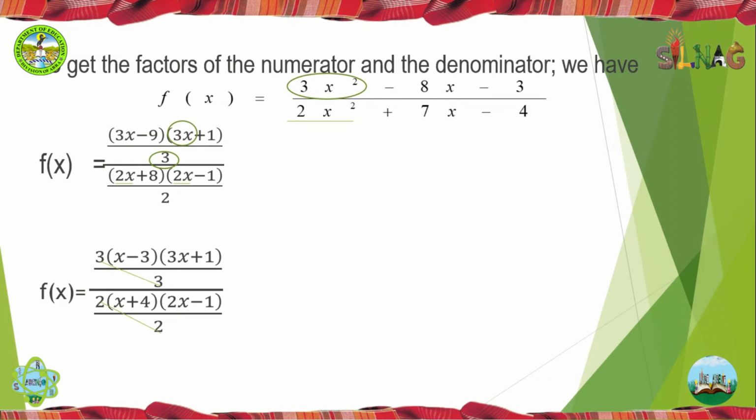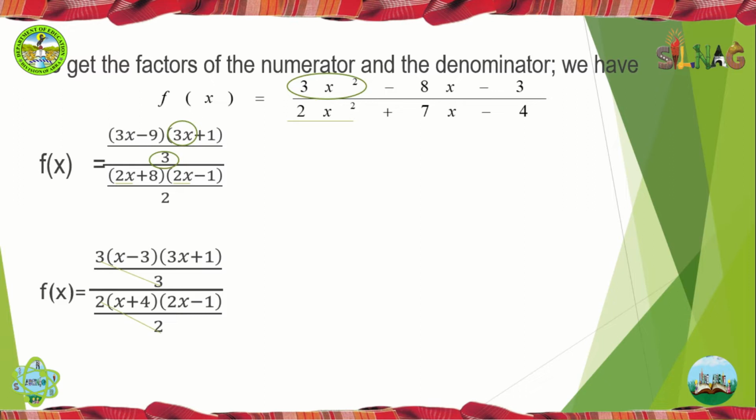factors of 3x squared minus 8x minus 3. Then, at the denominator, to get the second terms of the binomial factors, we have to multiply again the numerical coefficient of 2x squared and negative 4. So we have 2 times negative 4 is negative 8.